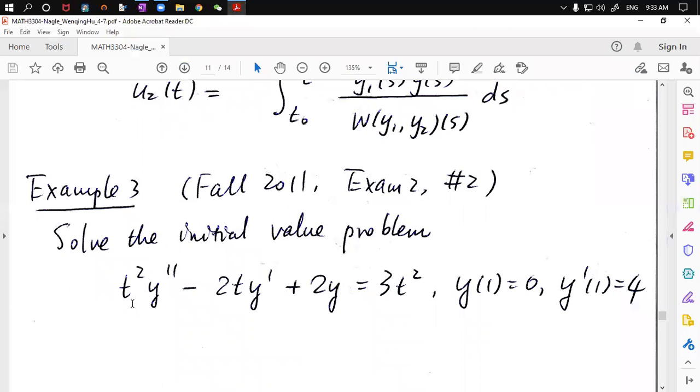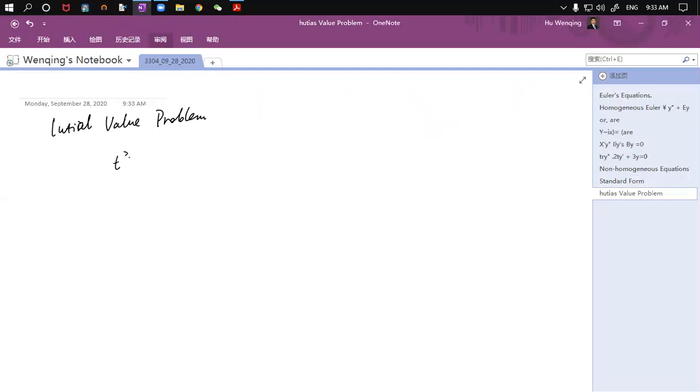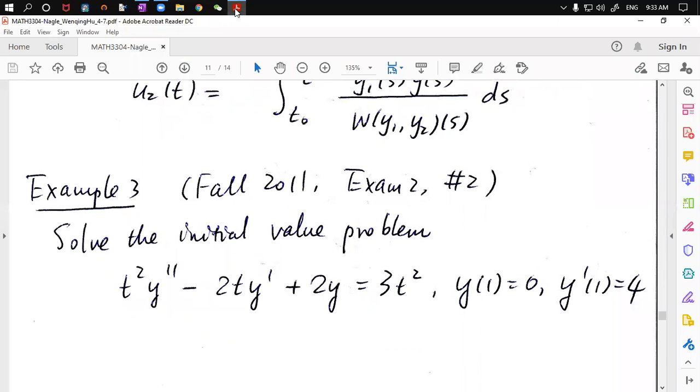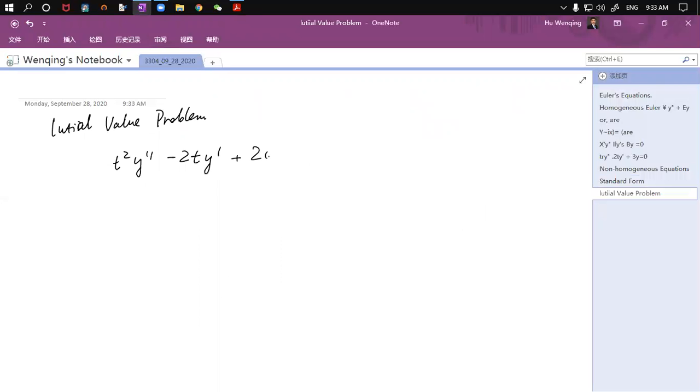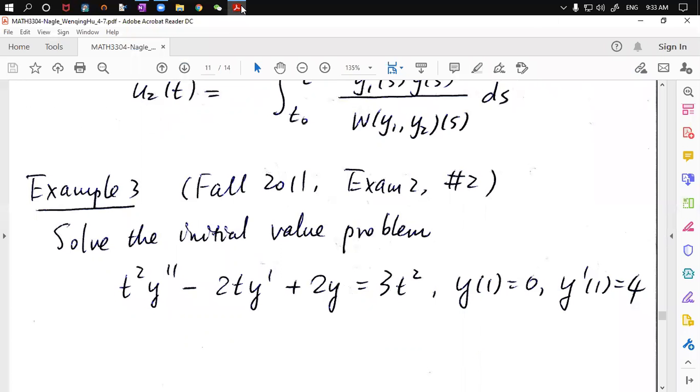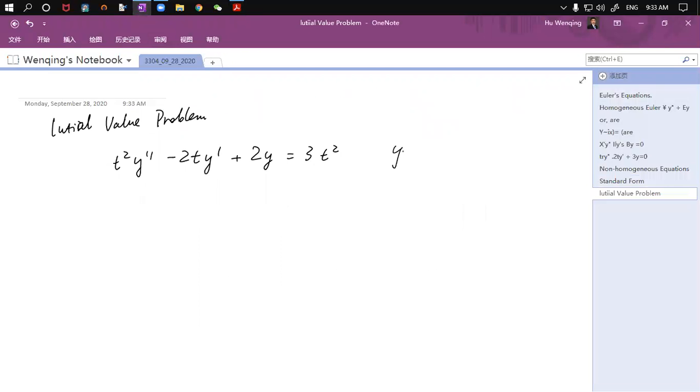The initial value problem is t squared y double prime minus 2t y prime plus 2 times y is equal to 3 times t squared, where y of 1 is 0 and y prime of 1 is equal to 4. Now you want to solve this equation. This is a non-homogeneous Euler equation.